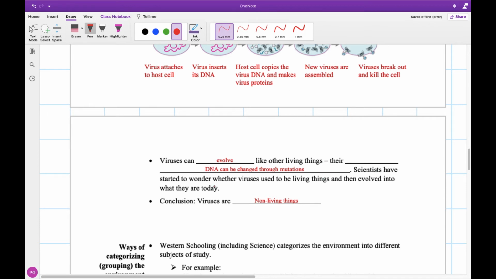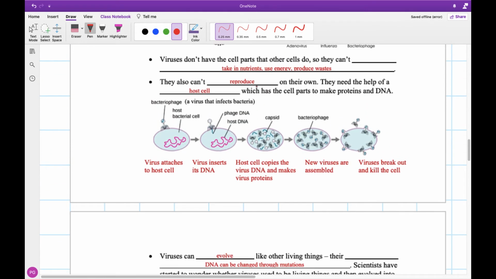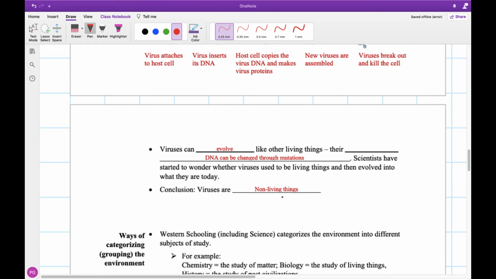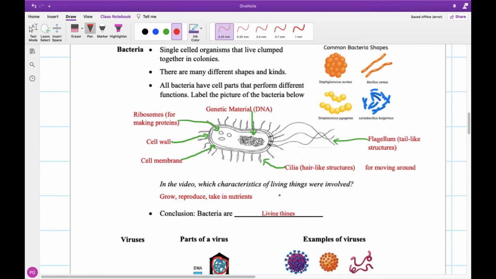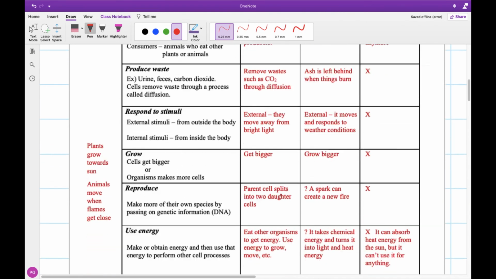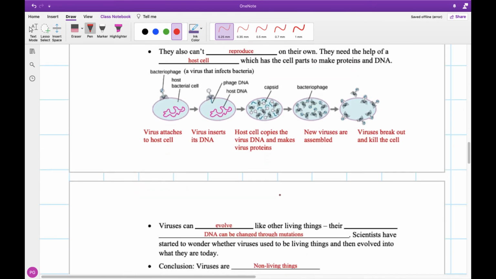And scientists aren't clear about whether viruses used to be living things, or always existed like this and then eventually evolved into what they are today. But ultimately, because they are not able to do many of the things we consider important for living things, to take in nutrients, use energy, and produce waste, they are categorized as non-living things, though this is still a little bit controversial. Some scientists believe that viruses should be considered living and that we need a different, more flexible definition of what makes a living thing a living thing.